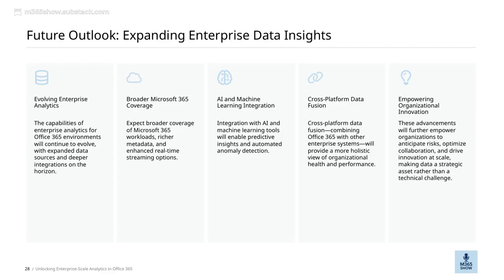When we talk about empowering organizational innovation, one of the crucial points is cross-platform data fusion. By integrating Office 365 with other enterprise systems, organizations gain a more comprehensive view of their overall health and performance. This holistic perspective allows for smarter, more informed decisions. Another exciting development is the integration of AI and machine learning tools. These technologies will enable predictive insights, so organizations can forecast trends and automate anomaly detection, helping teams catch issues early before they become bigger problems.